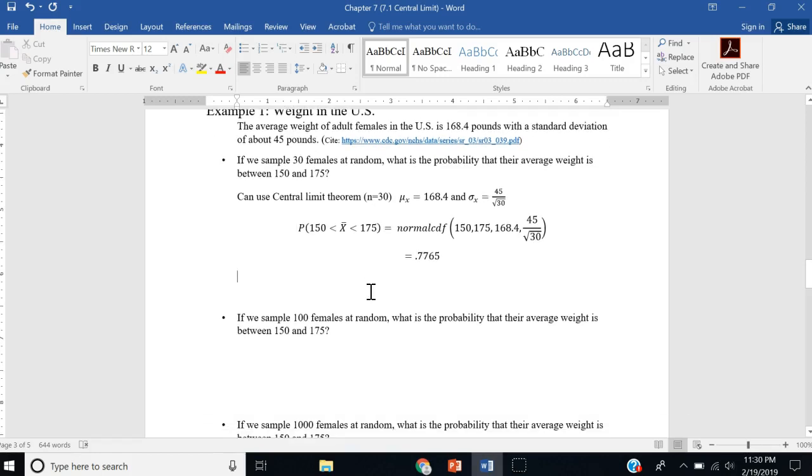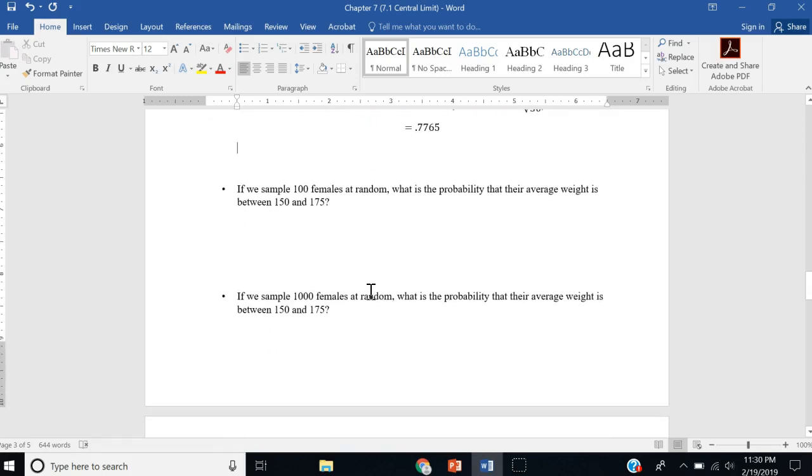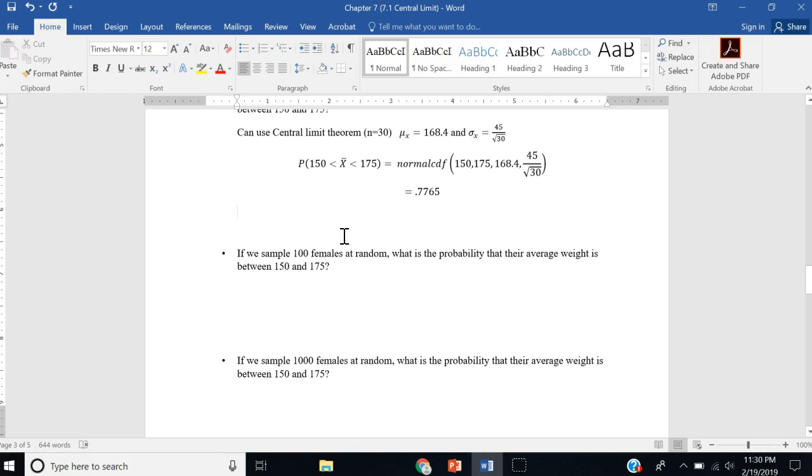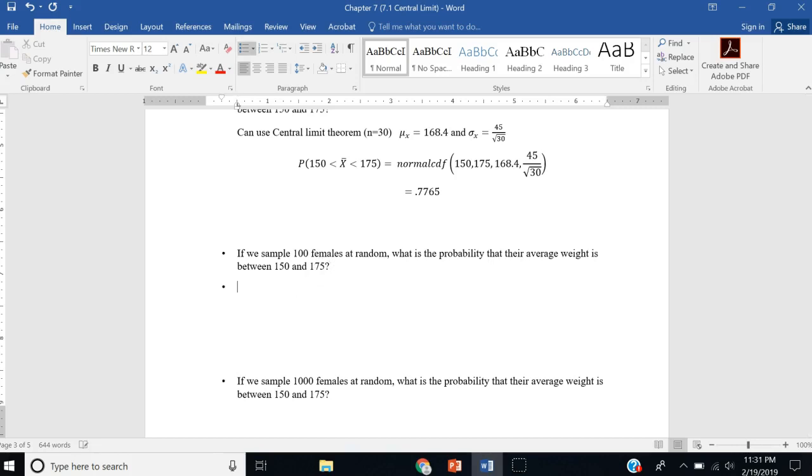Now, let's do another one of these questions, and I'm just going to keep on this page right here. If we sampled 100 females, how would our problem change? Clearly, 100 is plenty for the central limit theorem, so we can use it once again. Oftentimes you'll see me just write CLT for central limit theorem. 100 is definitely a big enough sample size. Anything that's 30 or more will work, always.